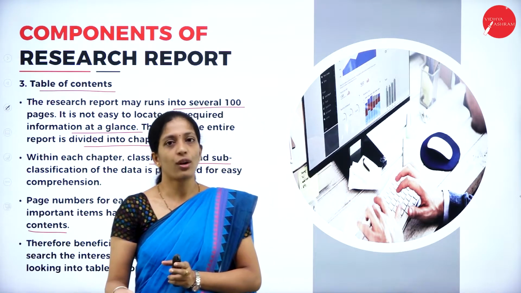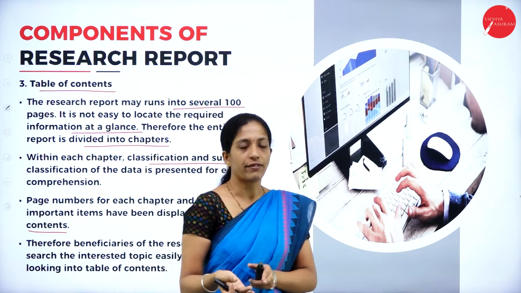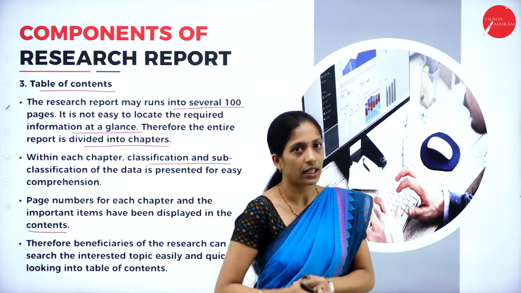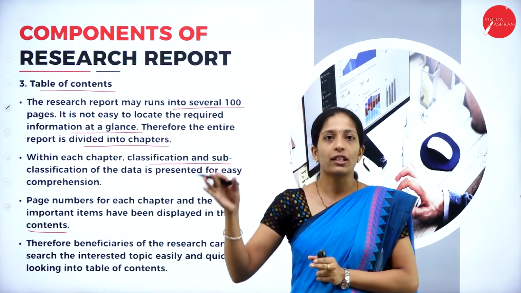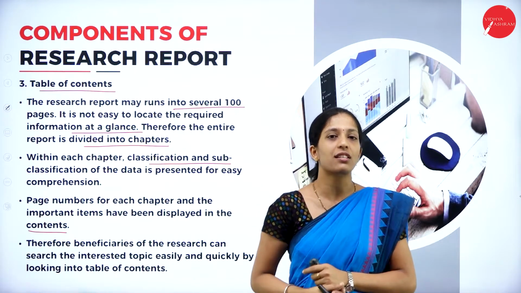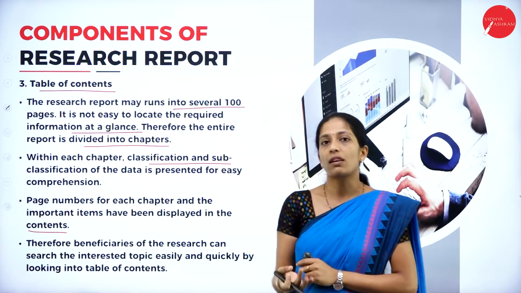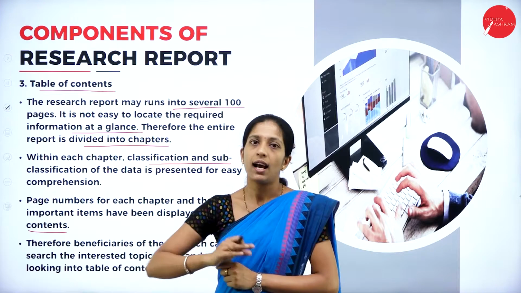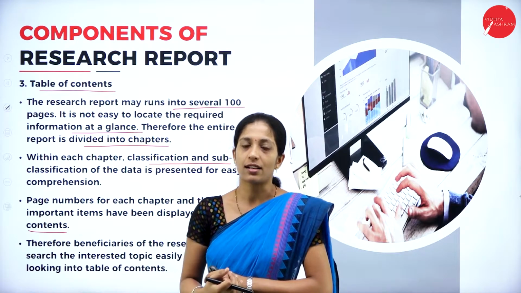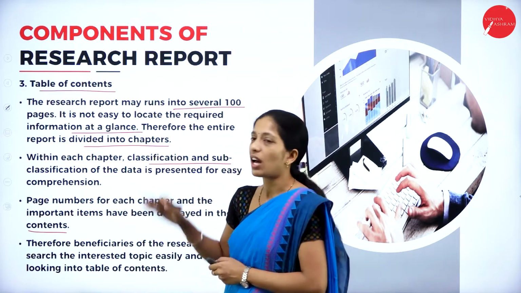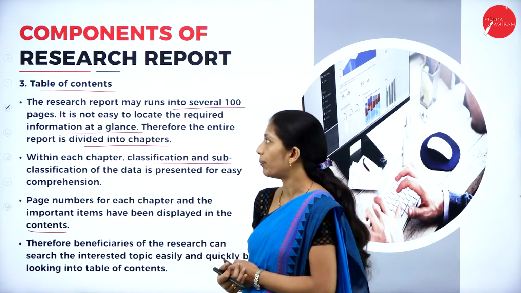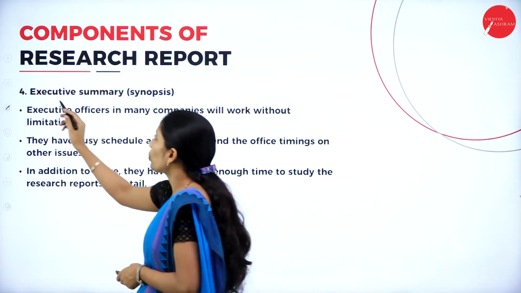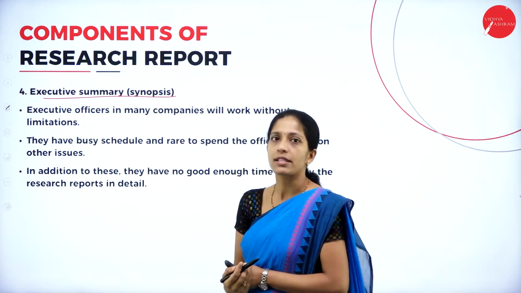So this is what we do in our daily life, right? If you want to search for particular information, instead of going through the whole book, we just see the table of contents. Whatever information I wanted, I can directly go through and search for it. So this also happens in the case of a research report. Next, fourth one, executive summary or synopsis.